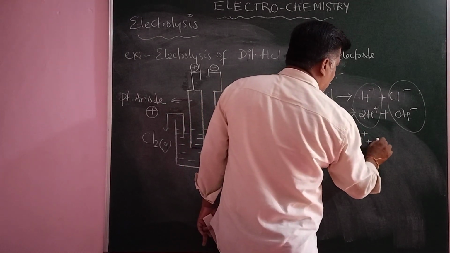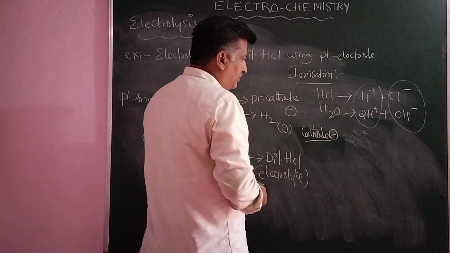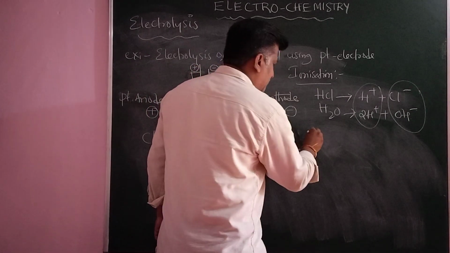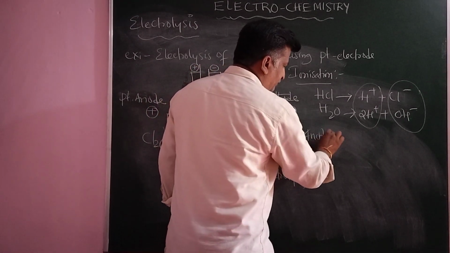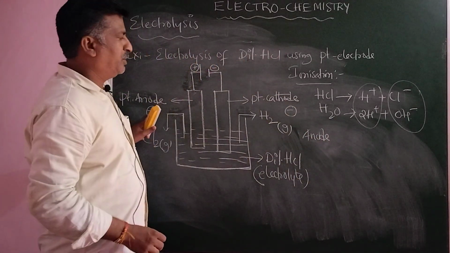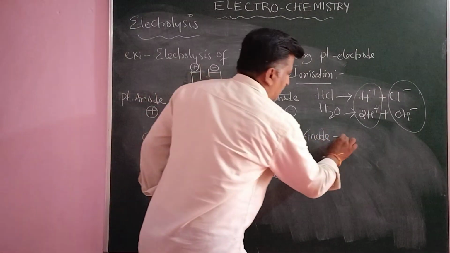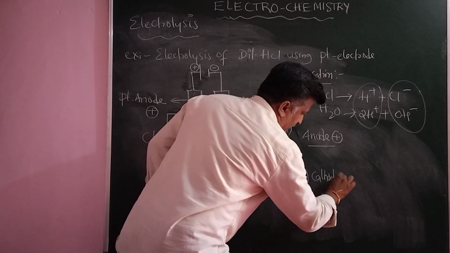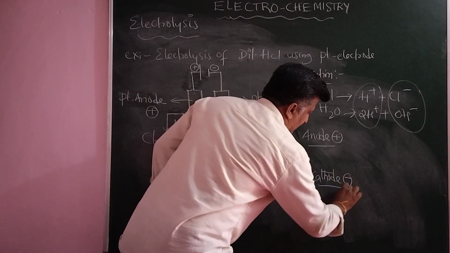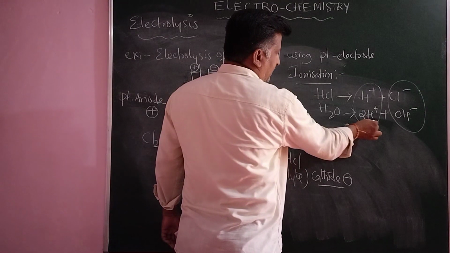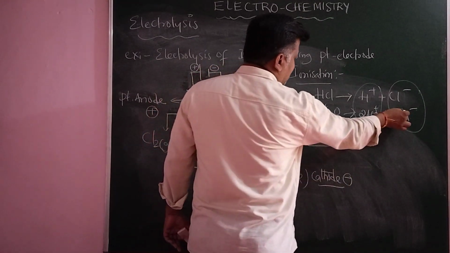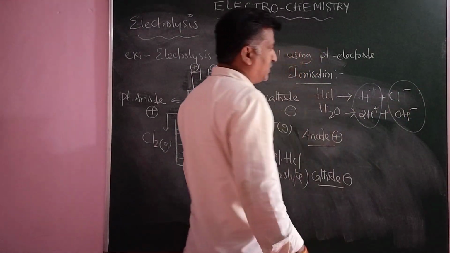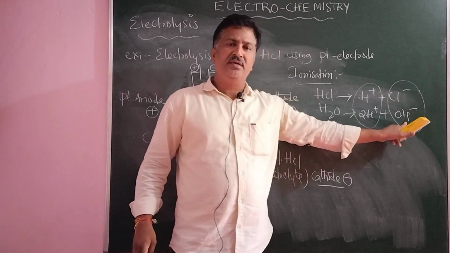Let me explain it like this. First we'll take the anode. We know that the anode is having a positive charge, and the cathode is having a negative charge. As we know, the cations are attracted towards the cathode and anions are attracted towards the anode. But here we have two anions, chloride and OH minus ion.